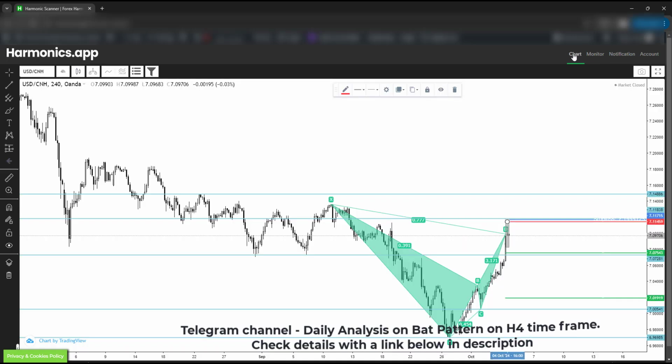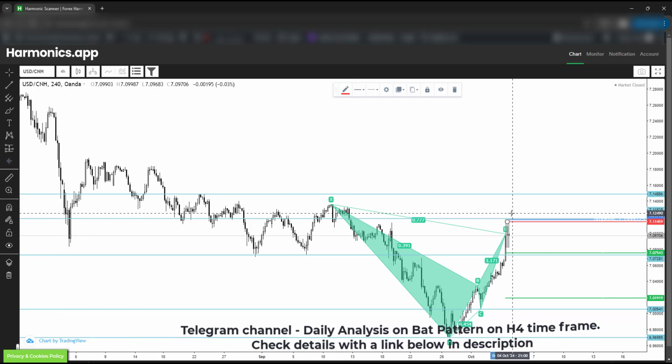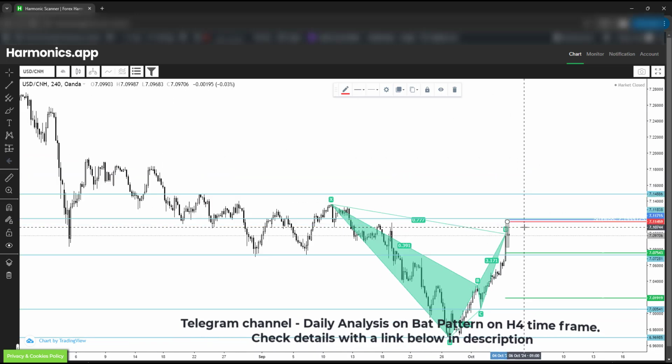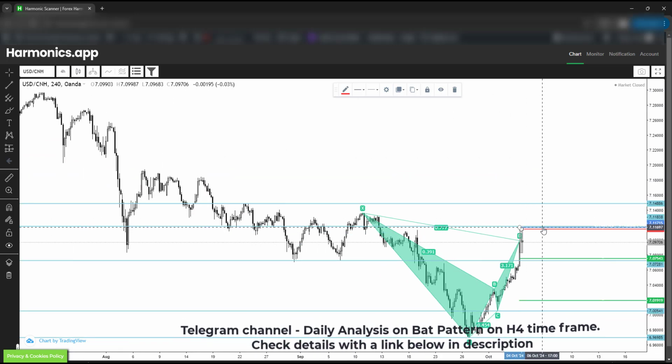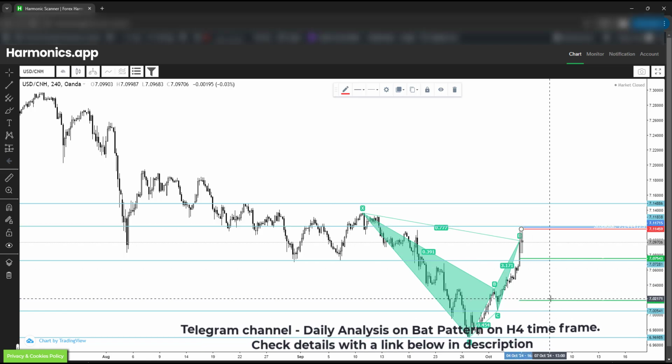For now, I will check this one, USD against CNH, to see how the price behaves. Will the price continue to follow this bat pattern and make this a profitable one? We'll see during the week.